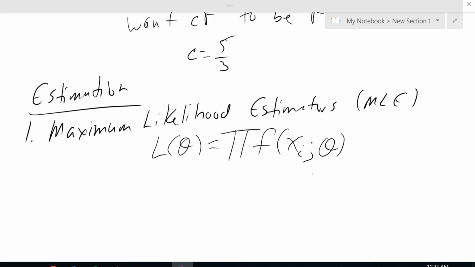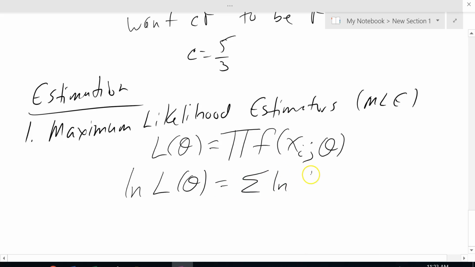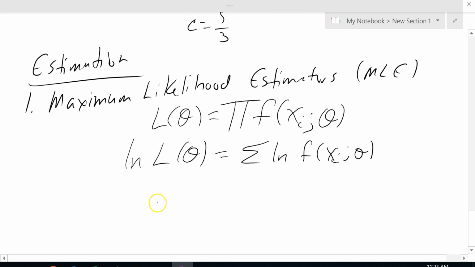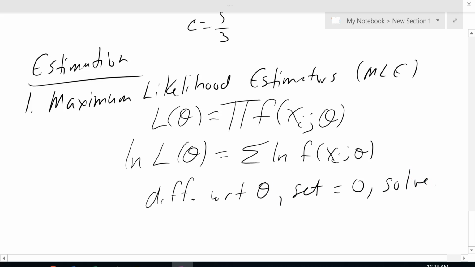And then we wanted to maximize that function. So to maximize, of course, we have to take a derivative, set it equal to 0, and all that good stuff, right? To help us out, we typically did the log likelihood, because it changes this into a sum of logarithms. Remember doing those problems? So then we differentiate with respect to theta, set equal to 0, and solve. That's how we did that, right?